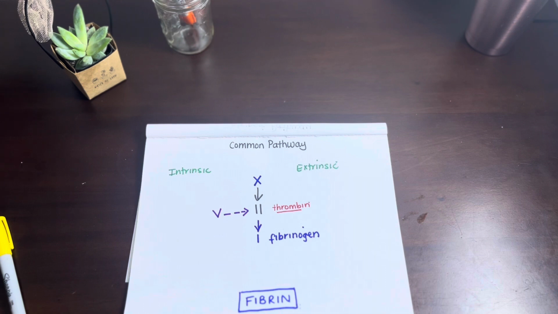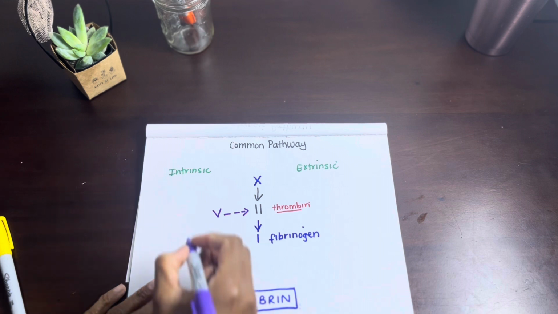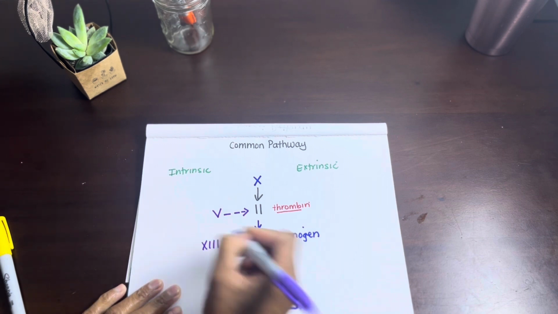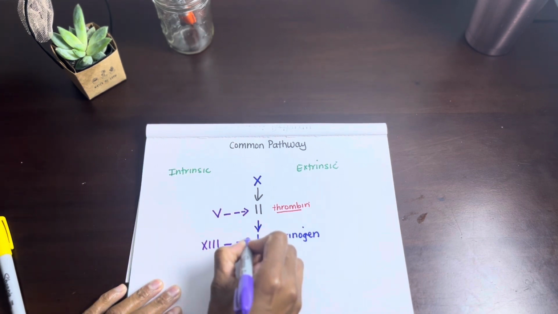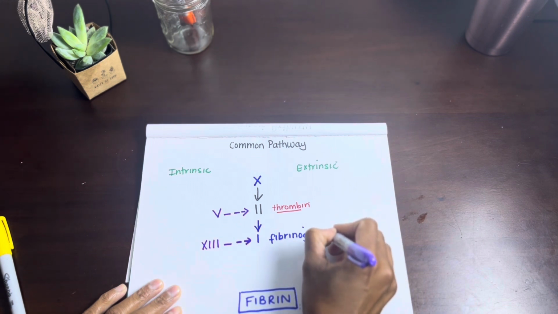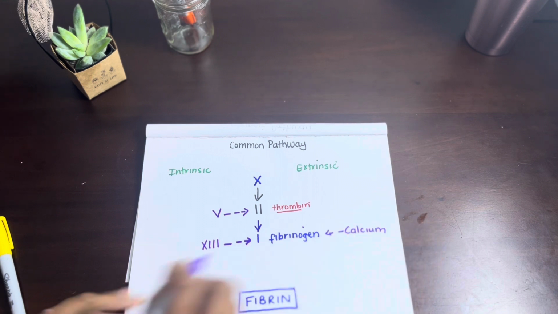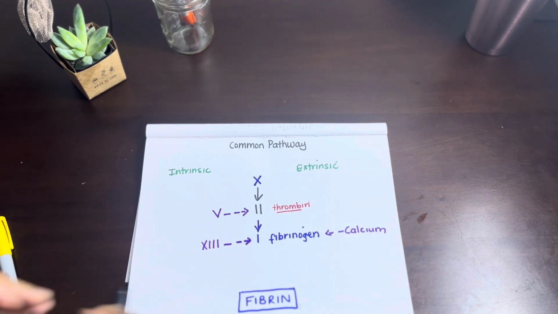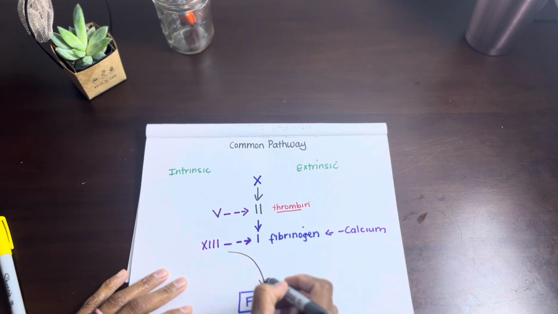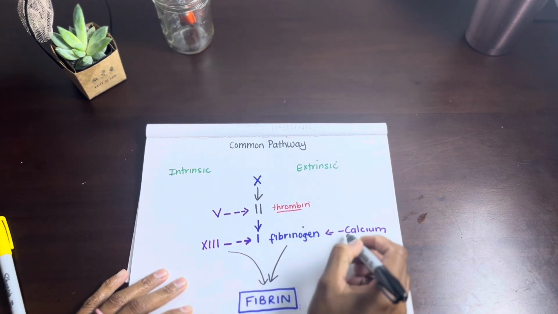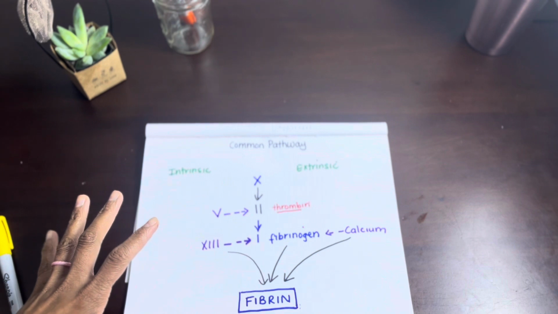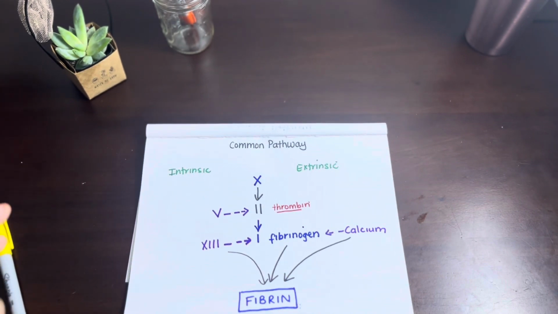And to do that, factor 1 or fibrinogen is going to complex with factor 13 that is in the blood and calcium. And when those three things happen, we get the conversion of fibrinogen to fibrin that can make its way to our loose platelet plug and to help stabilize that plug and help the body to continue to heal.